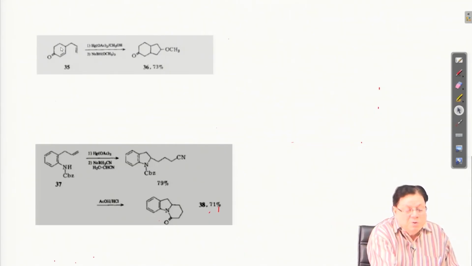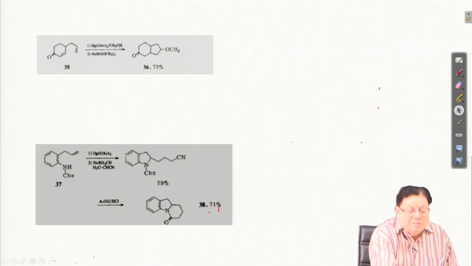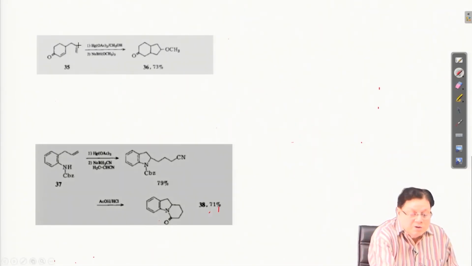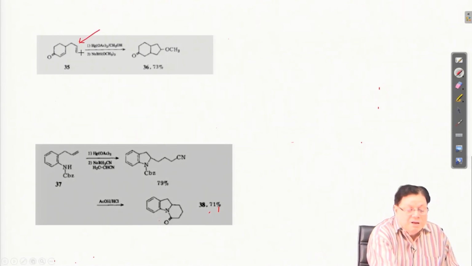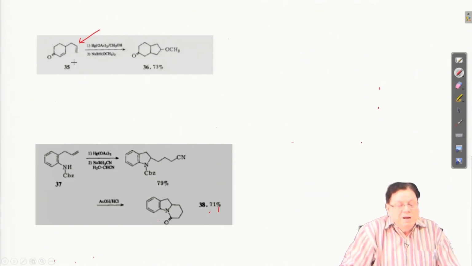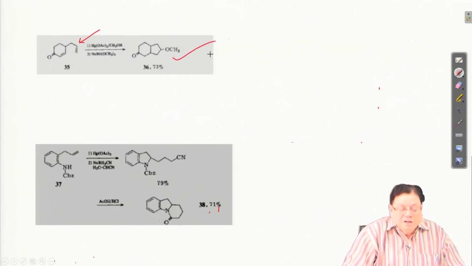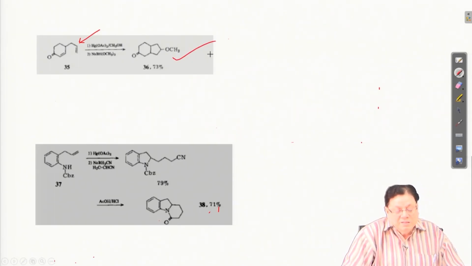If you have this enone and then this allyl group and you add mercuric acetate and methanol. So, now what will happen? Methanol will obviously, it will be a Markovnikov addition, methanol will add here, mercury will add here, and then when you generate the radical here, that will undergo a 5-exo trig cyclization. So, ultimately you will get this product. The yield is pretty good, that is 73%.